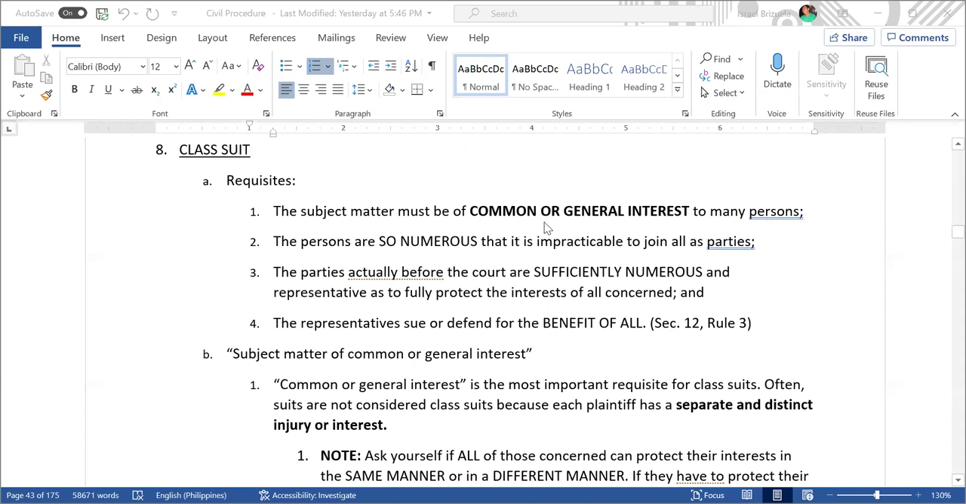So this is the second part of our notes in Remedial Law on the parties.